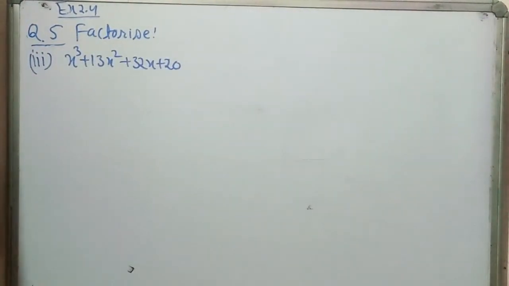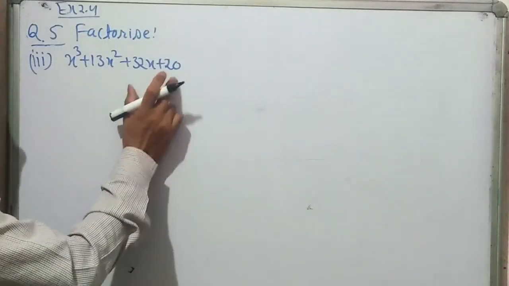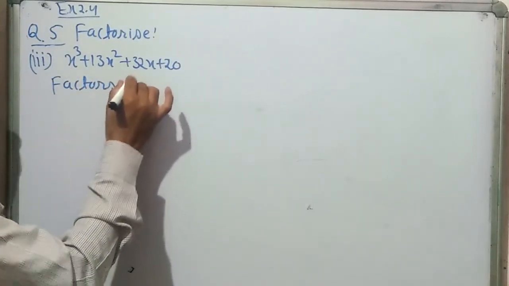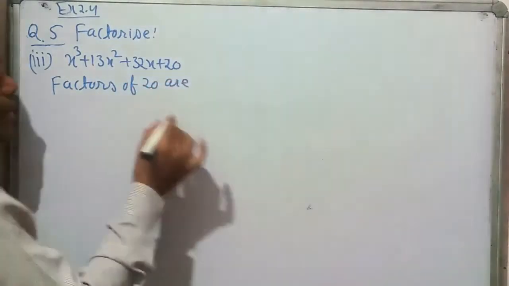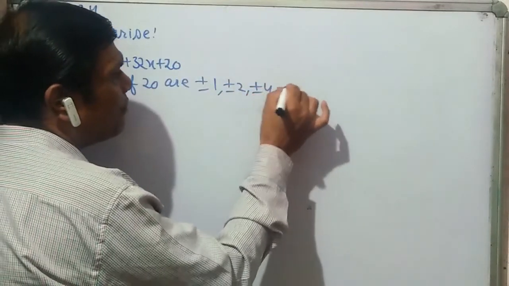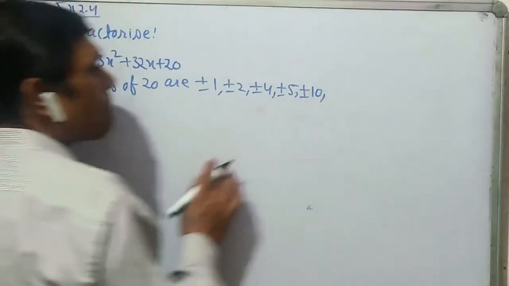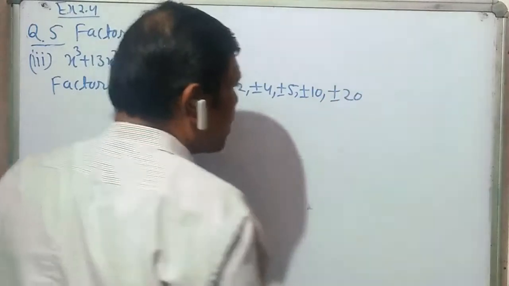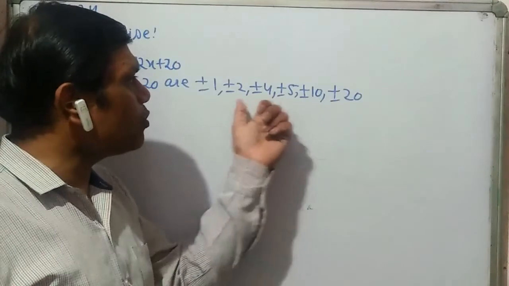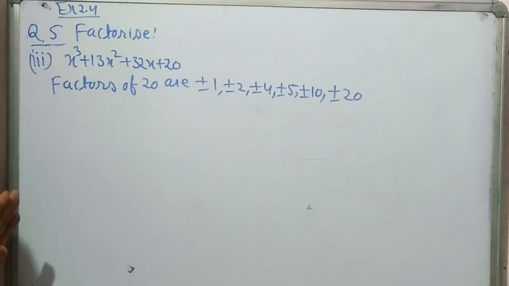The third part, students, of this question has all the terms positive and the last number is 20. We have a few more factors of 20. They are positive negative 1, positive negative 2, positive negative 4, positive negative 5, positive negative 10 and positive negative 20. Check out 1 into 20, 2 into 10, 4 into 5. All the pairs are there.